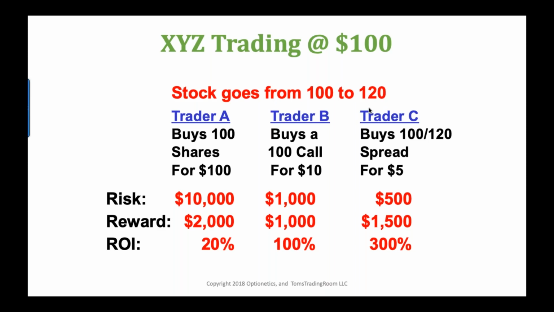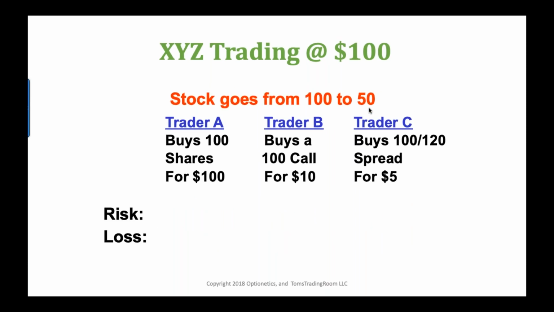Okay, so repeat that last part. This is all about where the stock goes from 100 to 120. Trader A spent $100 to make 20 points. Trader B spent 10 to make 20. Trader C spent 5 to make 20. Did you get that, Jay? Yes, sir. Okay. Jay, you know what? You and I are going to have a conversation for the rest of the afternoon.